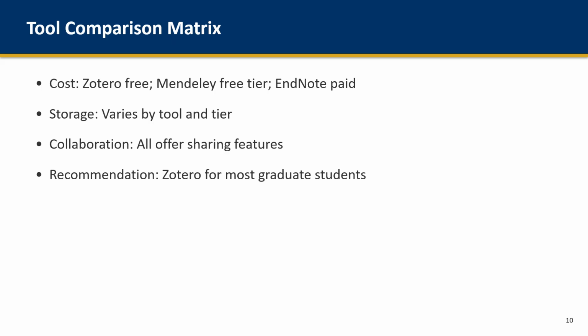My recommendation for most graduate students is Zotero. It combines zero cost with excellent functionality, active development, a strong plugin ecosystem, and no data privacy concerns from commercial publishing interests. The only reasons I would suggest alternatives are institutional mandates, specific collaboration needs that favor Mendeley, or field requirements that specifically need EndNote's advanced formatting.